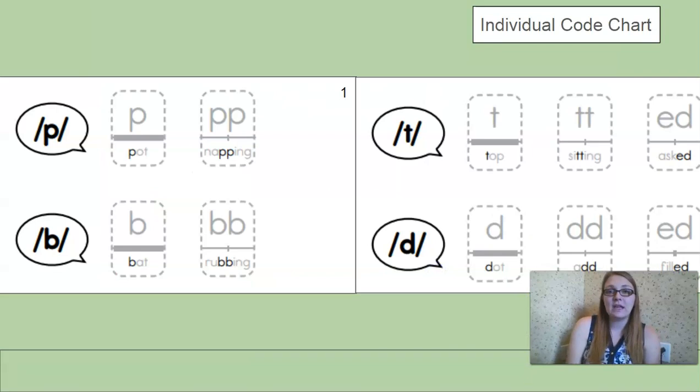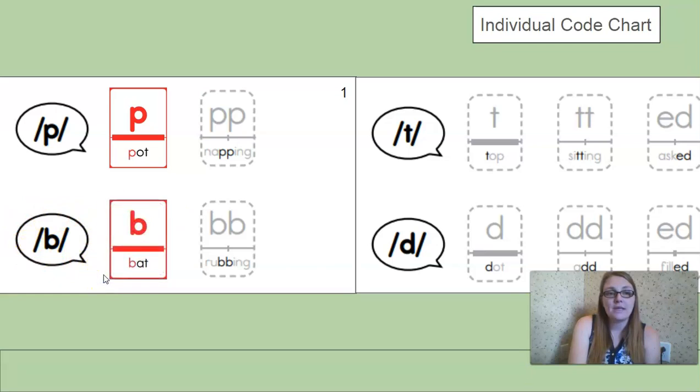Okay, and once again, in your individual code chart, and again, if you don't have this, simply write it out on a piece of paper. On page 1, you'll see the letters you need. So this time, use a red marker or crayon, whatever you have handy, and outline the sounds and the spellings that we did today. So for the sound P, we went over the single P as a spelling. For the sound B, we went over a single B as a spelling.